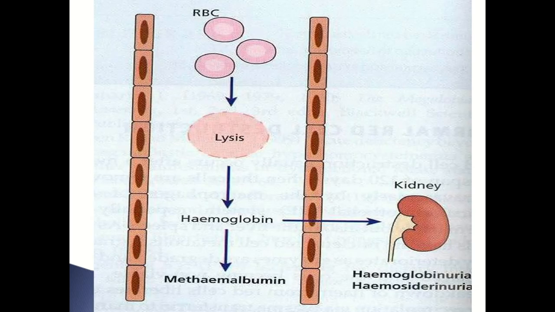Now, intravascular hemolysis. Now this is the capillary endothelium, right? And within this vascular channel, these are the RBCs. They get lysed within the vascular channel, and hemoglobin is liberated. So there is methemalbumin, and in the same way this hemoglobin is directly excreted through the kidney in the form of hemoglobinuria as well as hemosiderinuria. So whenever you find hemoglobinuria, hemosiderinuria, think about intravascular hemolysis. It rules out extravascular hemolysis, right? So these are very important findings in extravascular versus intravascular.